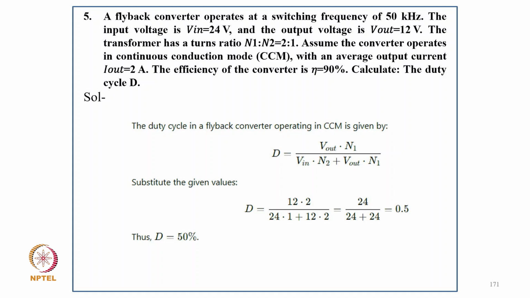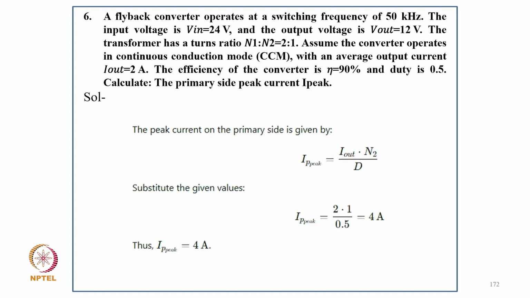So coming to problem 5: a flyback converter operates at a switching frequency of 50 kHz. The input voltage V_in is 24 volt and the output voltage is 12 volt. The transformer turns ratio N1 upon N2 is 2 to 1. Assume the converter operates in continuous conduction mode with an average output current of 2 ampere. The efficiency of the converter is 90%. Calculate the duty ratio. So the duty cycle of the flyback converter in CCM is D equal to V_out upon V_out plus V_in times N1 upon N2, and substituting the values, D comes 0.5. Thus the duty cycle is 50%.